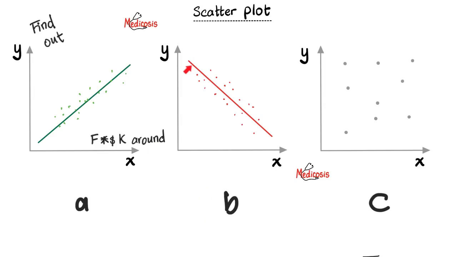Next, graph B represents a negative correlation between x and y. As x goes up, y goes down. How about C? No correlation between x and y, which reminds me of third-degree heart block. If you know, you know. If you don't know, refer to my cardiology playlist.